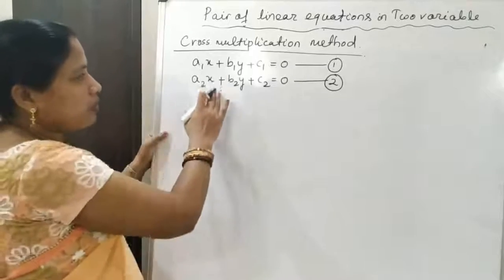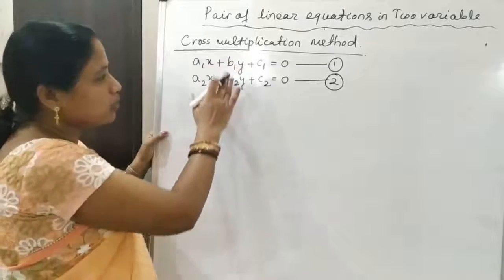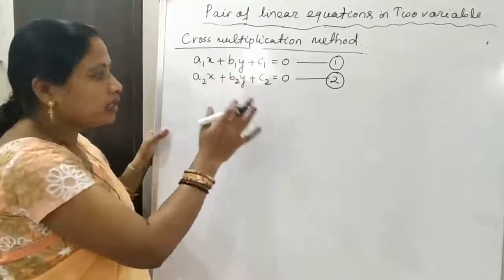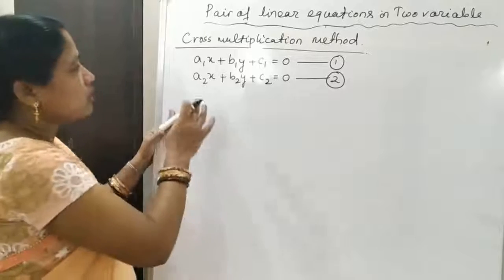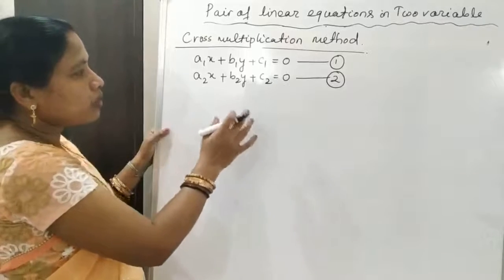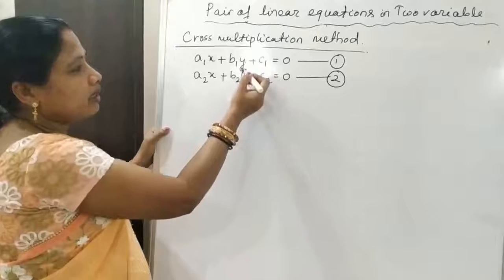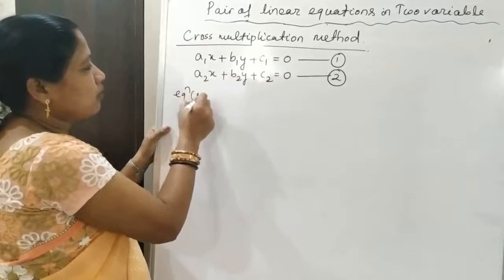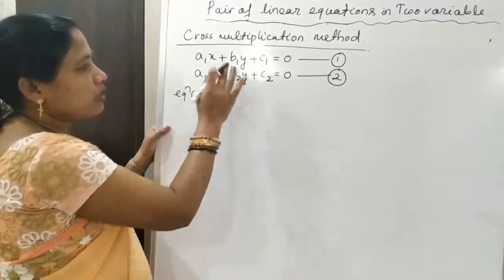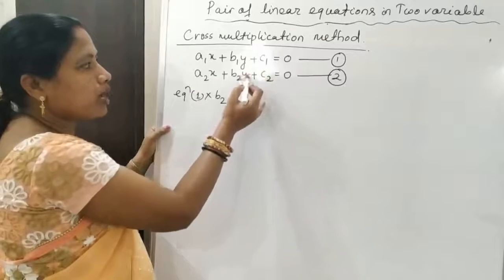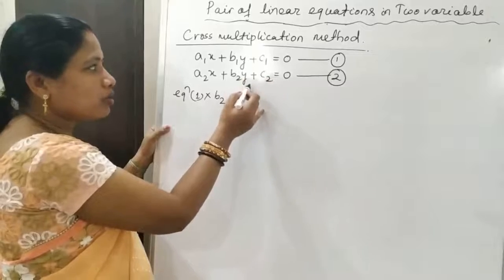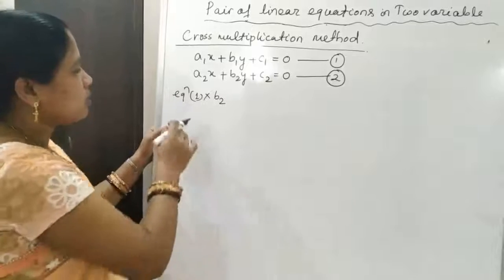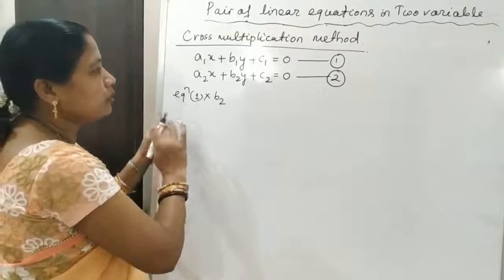I will solve the pair of linear equations in two variables and find the values of x and y in terms of their coefficients. Here I want to equate the coefficient of y. So if I multiply equation 1 with b2 and equation 2 with b1, then the coefficient of y will be equal. So first, equation 1 multiplied with b2.